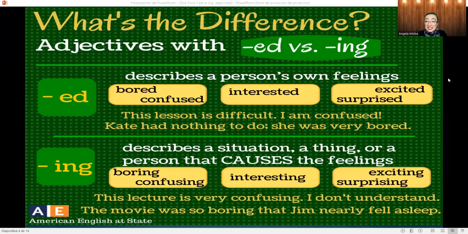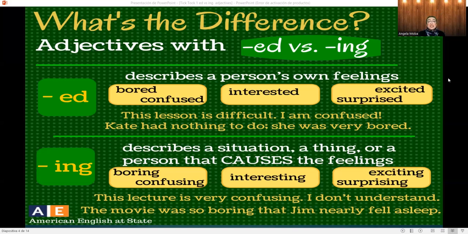Here we have the adjectives ending with -ed, which describe a person or feelings. For example, bored, confused, interested, excited, surprised. Here you have some examples. This lesson is difficult. I am confused. Kate had nothing to do. She was very bored. I'm talking about the feelings of the person, how she is feeling.